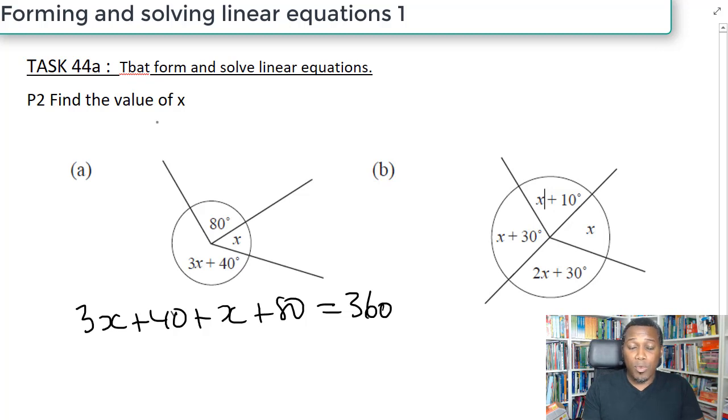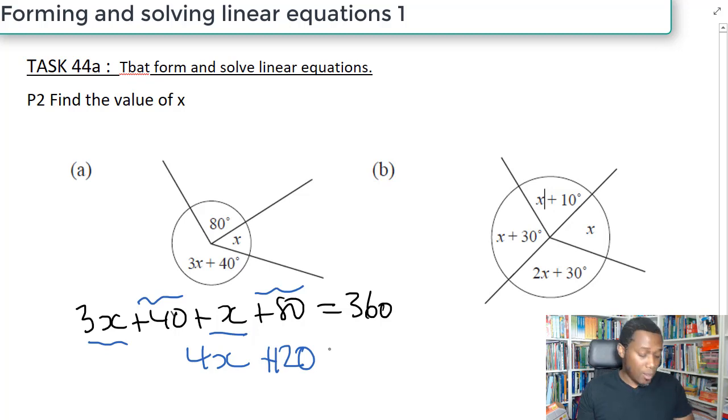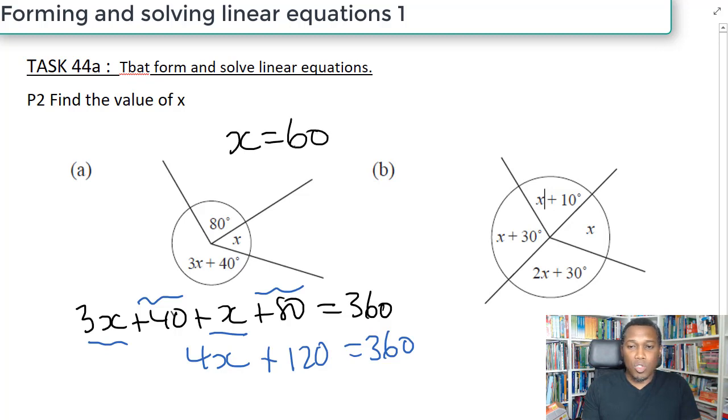And as you work through that, collecting like terms, I'm just going to form the equation and then give you the answer. The 3x plus x would have given you 4x. And the positive 40 plus the positive 80, 80 and 40 is 120. So 4x plus 120 is equal to 360. That is the problem that you are solving. And as you work through that, the value of x you should get would be 60 degrees, which makes sense for me for that formula.